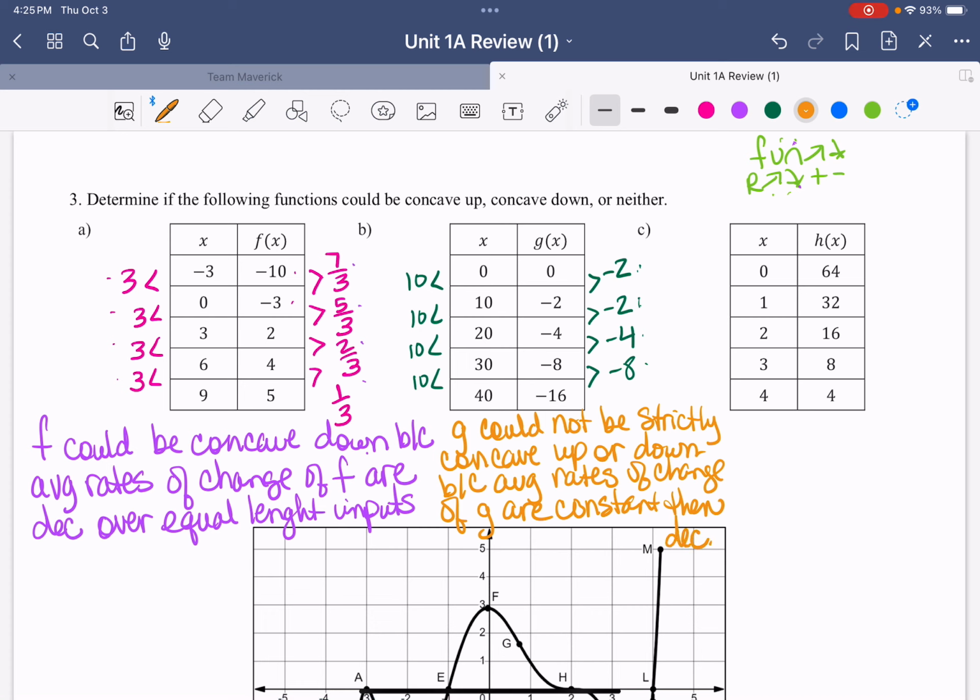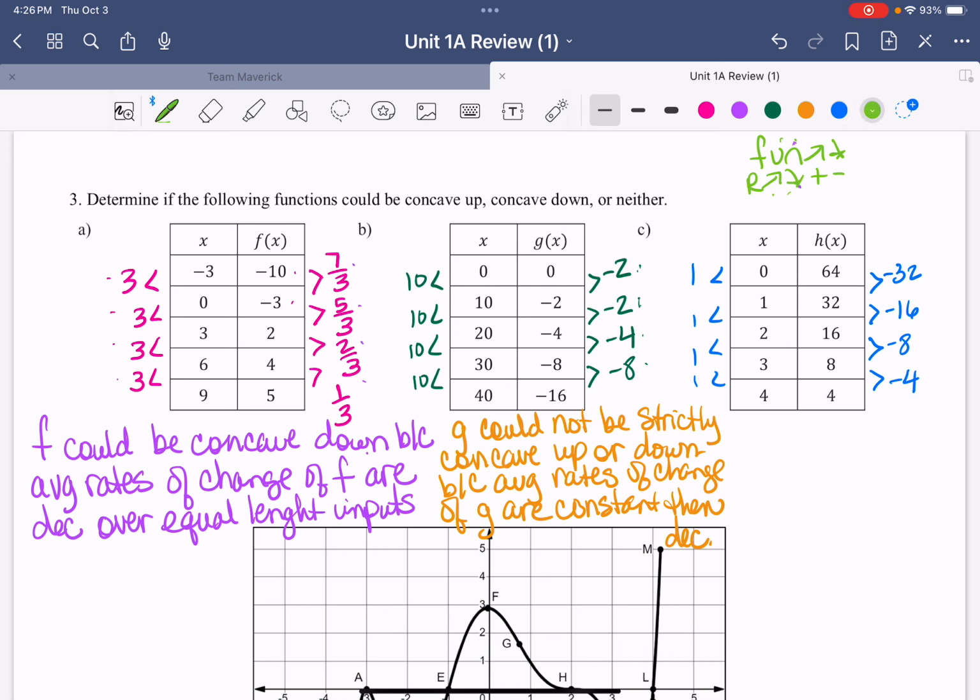Okay. All right, C. I'm going to look for these differences here. So it's 1, 1, 1, 1. So my differences here actually will be my rates of change because I'm dividing by 1. So 32 minus 64 is -32. 16 minus 32 is -16. 8 minus 16 is -8. 4 minus 8 is -4.